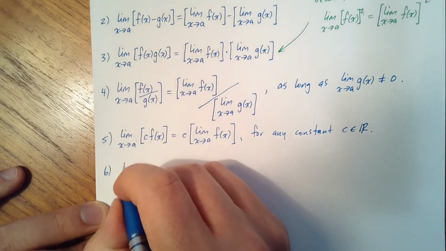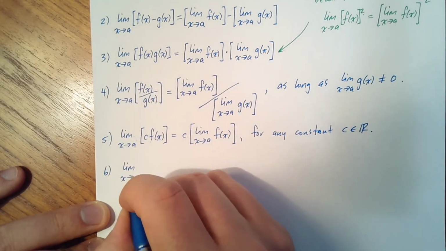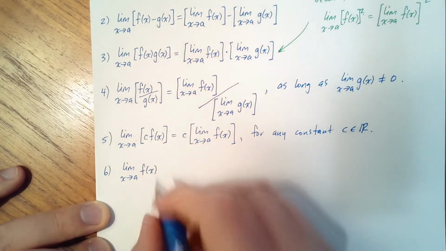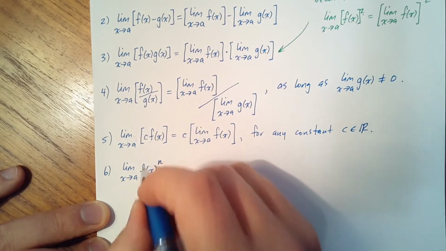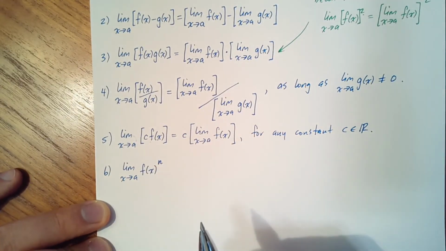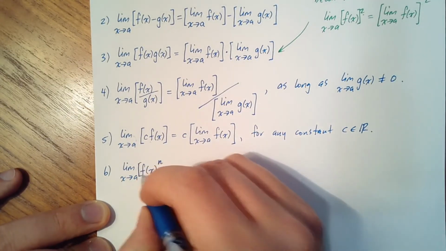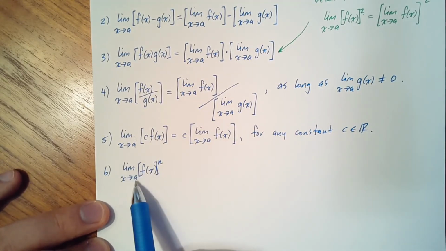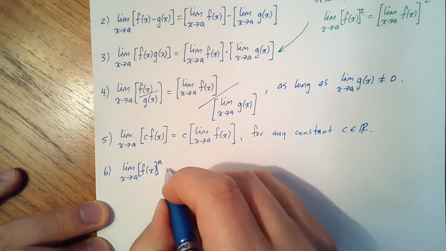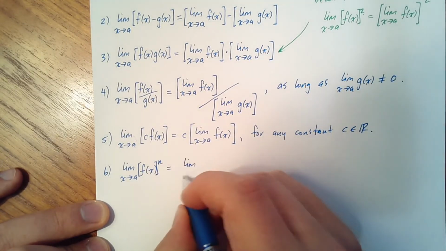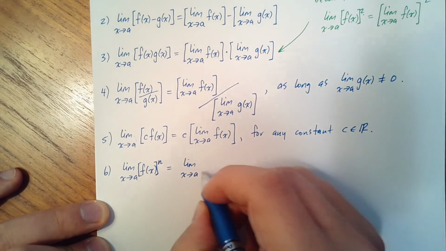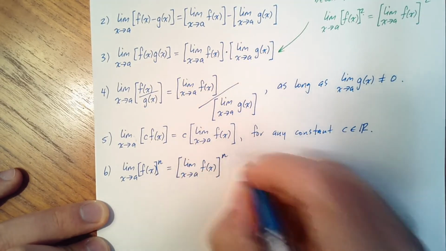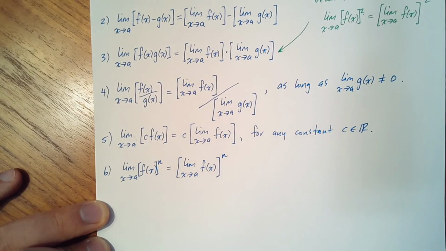So the limit as x approaches a of f of x raised to the power of n. Just to be clear, that n is on the f of x. So if I take the limit as x approaches a of this power of f of x, I get the corresponding power of the limit of just the underlying function. Okay, and this works for any exponent n.